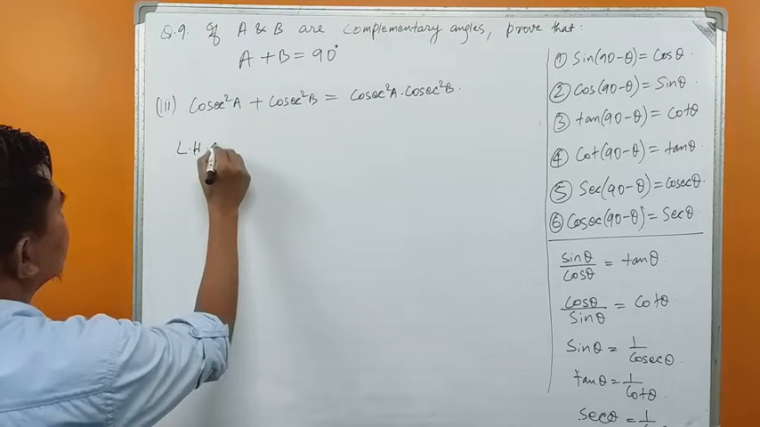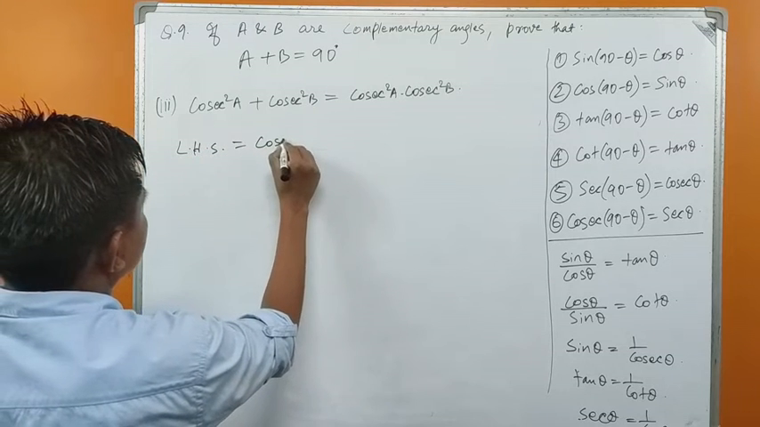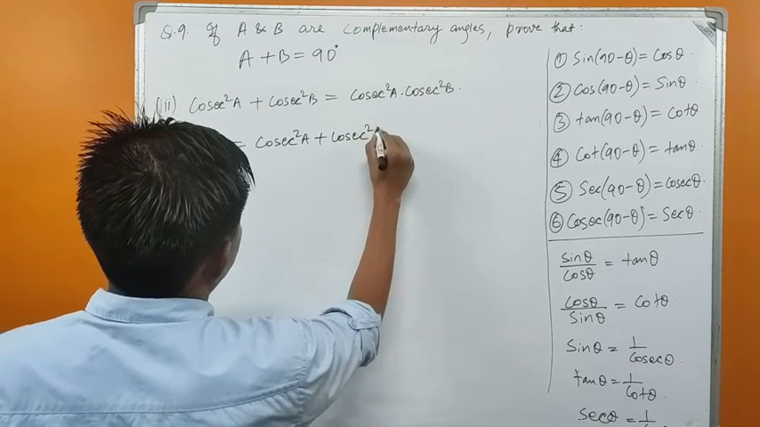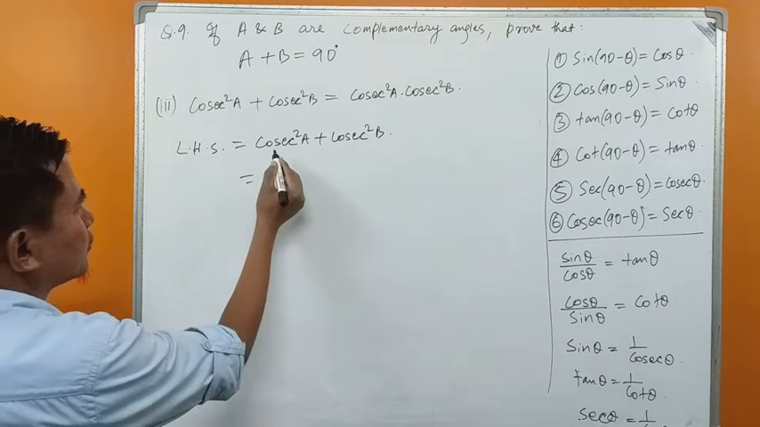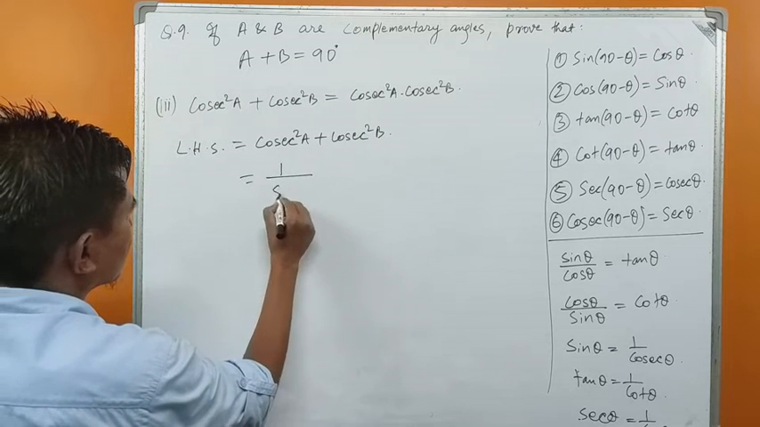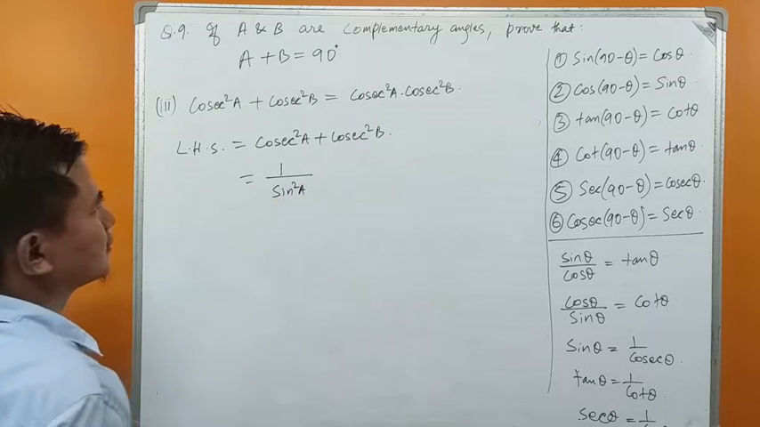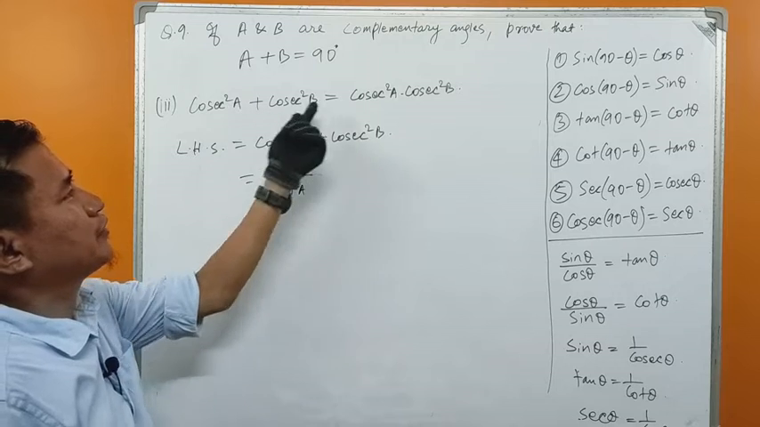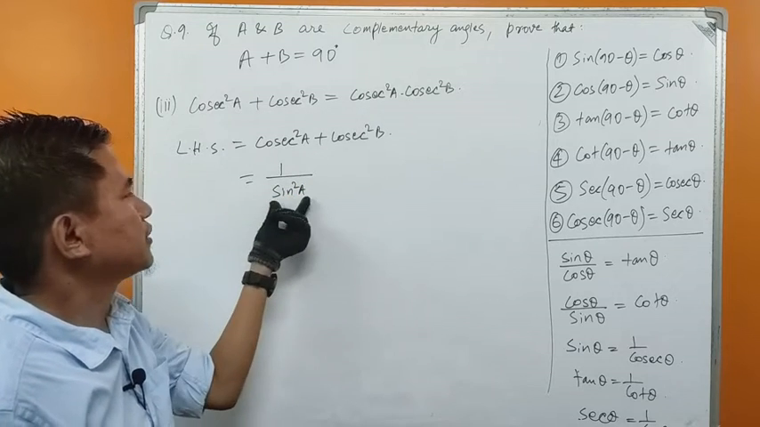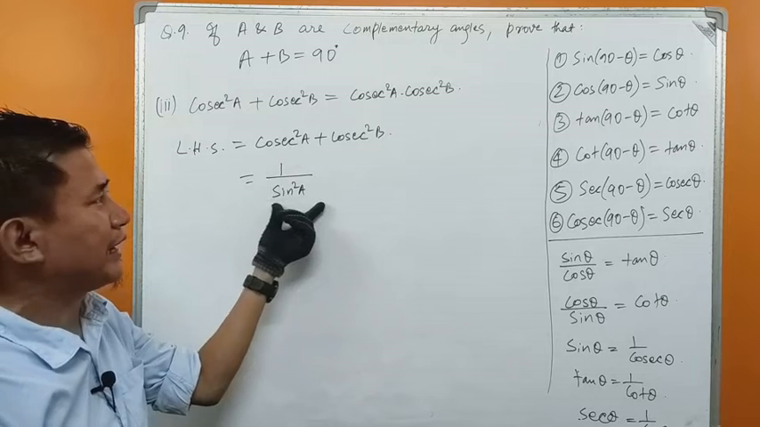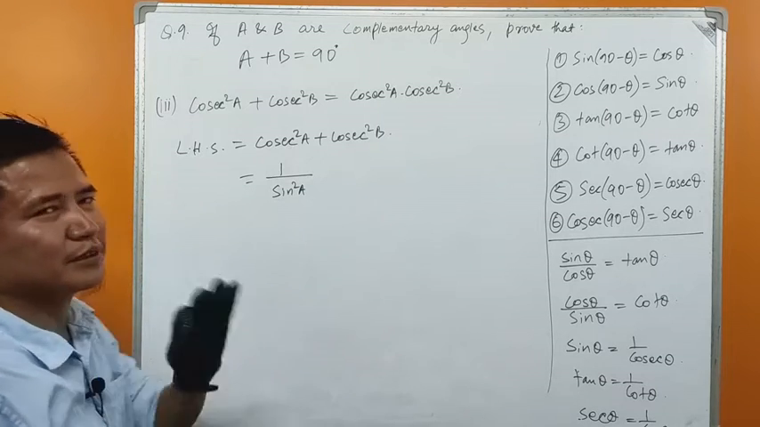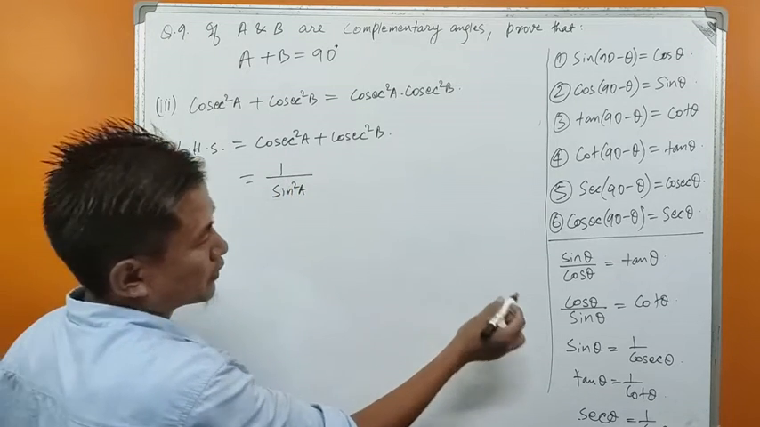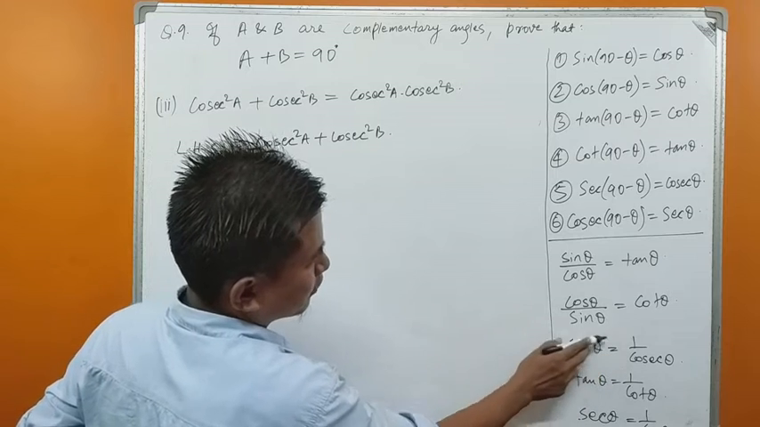LHS equals cosec square A plus cosec square B. So this cosec square A can be written as 1 upon sin square A, isn't it? Suppose there is a plus sign or minus sign in between two numbers, and if you want to change this into a multiplication sign, we must write the reciprocals and take the LCM. This is the simple trick. Cosec square A can be written as 1 upon sin square A, because sin theta and cosec theta are reciprocal of each other.